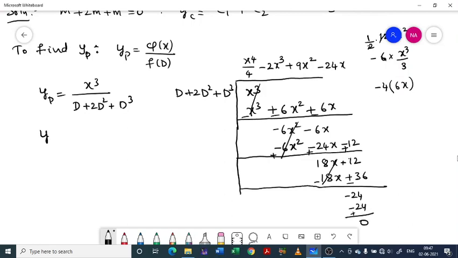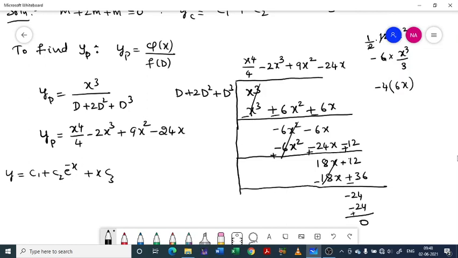So yp will be x power 4 by 4 minus 2x cube plus 9x square minus 24x. Right? So the general solution will be y equal to c1 plus c2 e power minus x plus x into c3 e power minus x plus x power 4 by 4 minus 2x cube plus 9x square minus 24x.